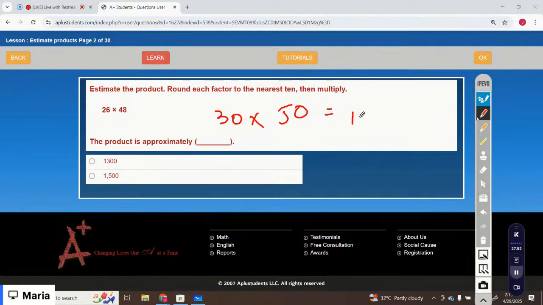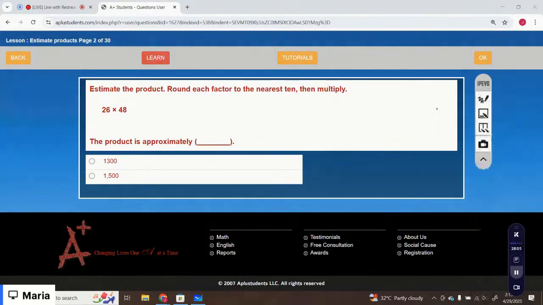5 times 3 is 15. You need to add the zeros, so 1500. Option number 2 is the correct option. 1500 it is.